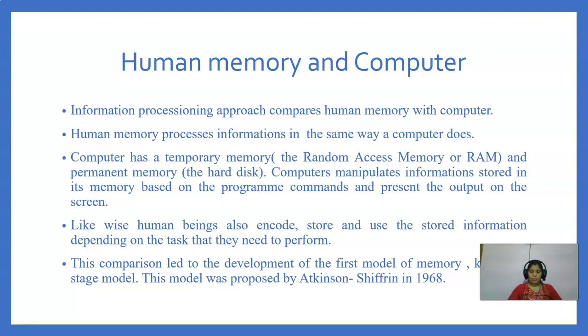So what happens in a computer? We give an instruction, then the computer manipulates the information which is stored in its storage, and on the basis of that manipulation, the computer generates some output which is presented on the screen. Similarly, in human memory, memory receives some information, some command from the outside environment. From that command, human memory looks for the information stored in its storage system, manipulates and modifies the information, and then we can do some task that we need by using that information.